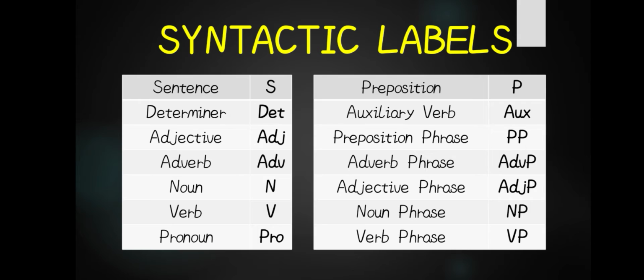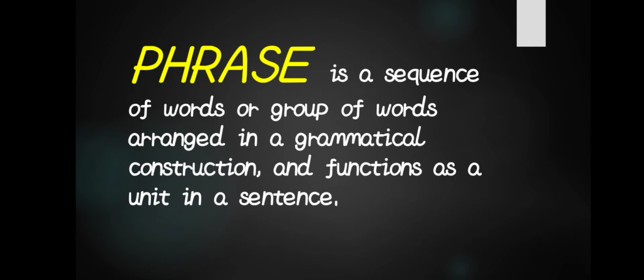Okay, now I want you to take note of these labels when we will be having our activities. We will be using these labels para dili ta magbalik-balik og sulat og tag-as na mga words. So kanang mga labels atong panggamiton. So we have S for sentence, etc. Actually, you do not have to memorize that one. Okay. Phrase is very important in a sentence.